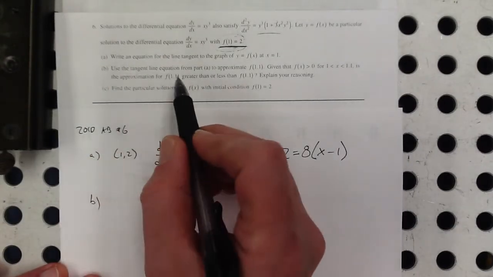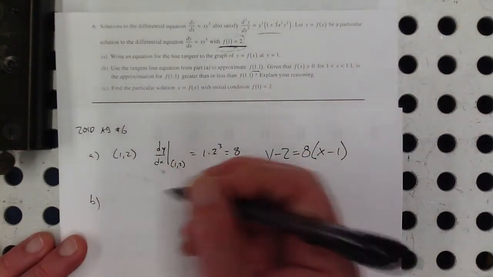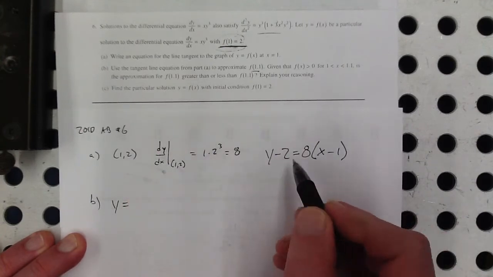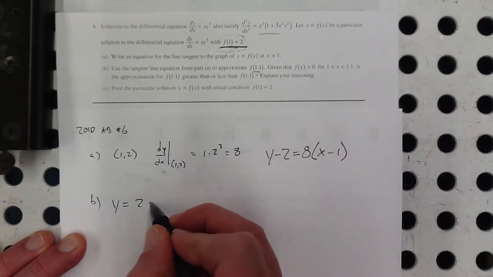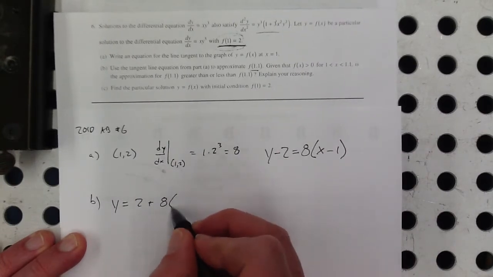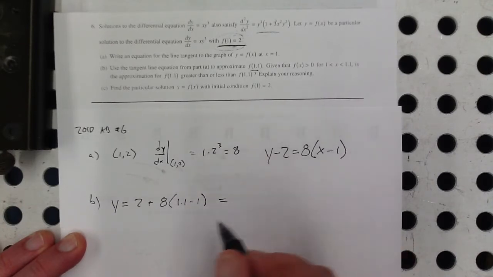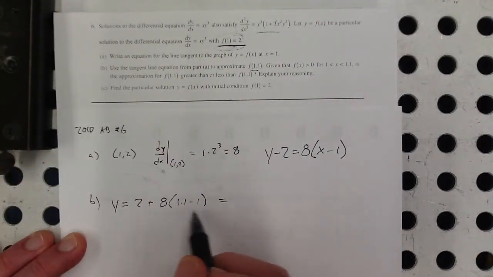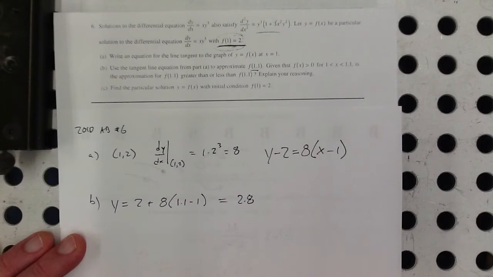All right, use the tangent line equation from part A to approximate f of 1.1. Okay, I'm just going to ignore the other part of the question for now. To use the equation, I'm going to add the 2 to the other side, plus 8 times 1.1 minus 1. 1.1 minus 1 is 0.1. This is a no calculator problem, by the way, so you have to actually just do math here. 8 times 0.1 is 0.8, so it's going to be 2.8. It's not really very hard math to do.